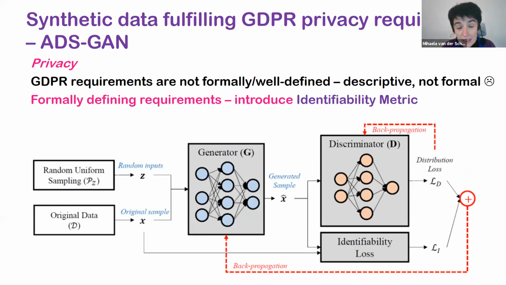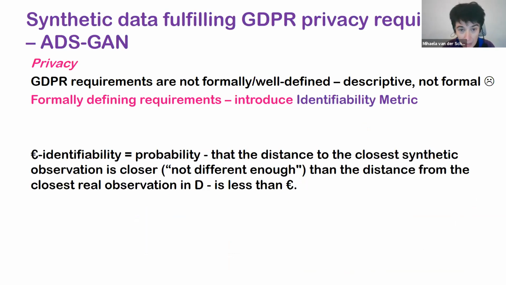And this is important, but that doesn't mean that privacy is not still an issue. Privacy concerns are still there, and we would like to, for instance, fulfill GDPR requirements when generating such synthetic data. The trouble is that GDPR requirements are not formal. They are not well defined. They are descriptive rather than formal. So one proposal that we make in this work is to formally define the requirements by introducing an identifiability metric that closely matches the narrative of GDPR.